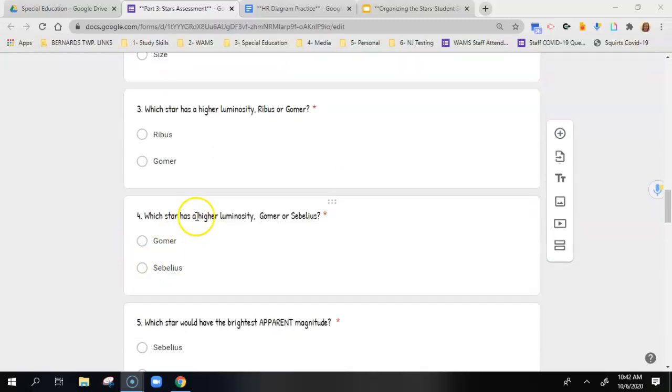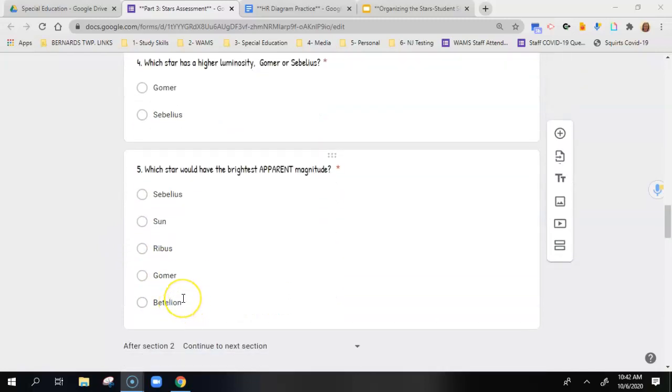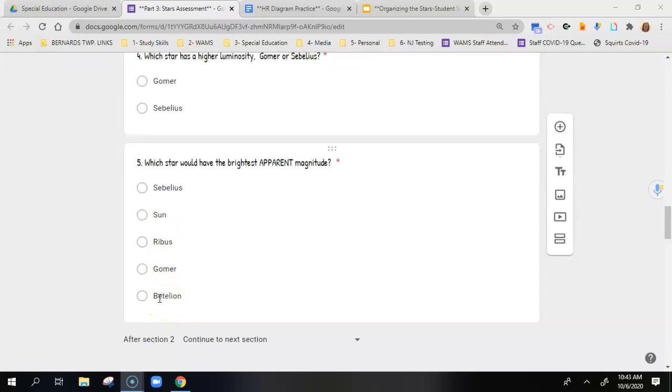4. Which star has a higher luminosity? Gomer or Cebulus? A. Gomer or B. Cebulus. Number 5. Which star would have the brightest apparent magnitude? A. Cebulus, B. the Sun, C. Ribes, D. Gomer, or E. Betelgeuse.